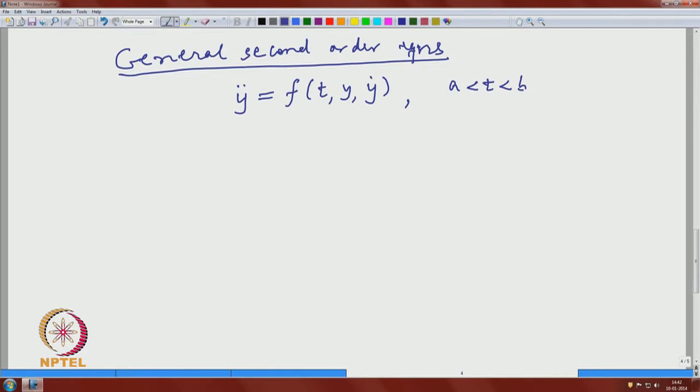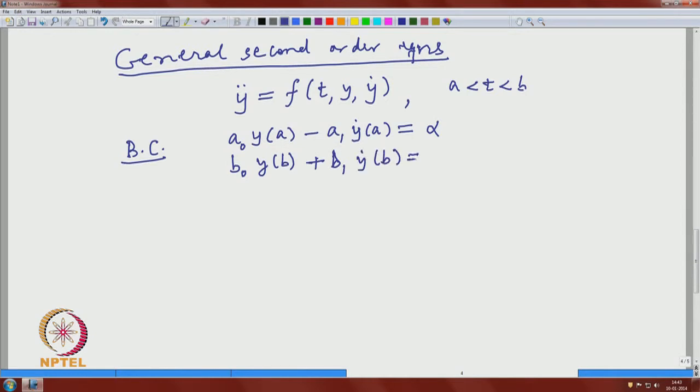We consider boundary conditions BC. Okay. So A 0 y a minus A 1 y dot a is equal to alpha, and B 0 y b plus B 1 y dot b is equal to beta. There is no particular reason why I take minus, I can also put plus, no problem.